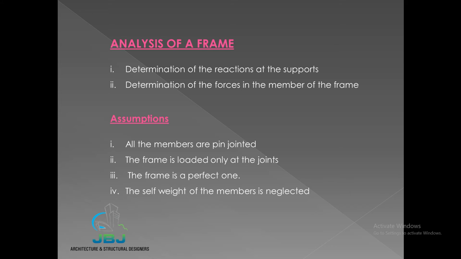That is, the frame is a perfect one. We cannot analyze the imperfect frame here; there are a lot of other methods for that. In this chapter you are going to study about the perfect frame only. The fourth one is the self weight of the member is negligible. Here no need to consider the self weight.